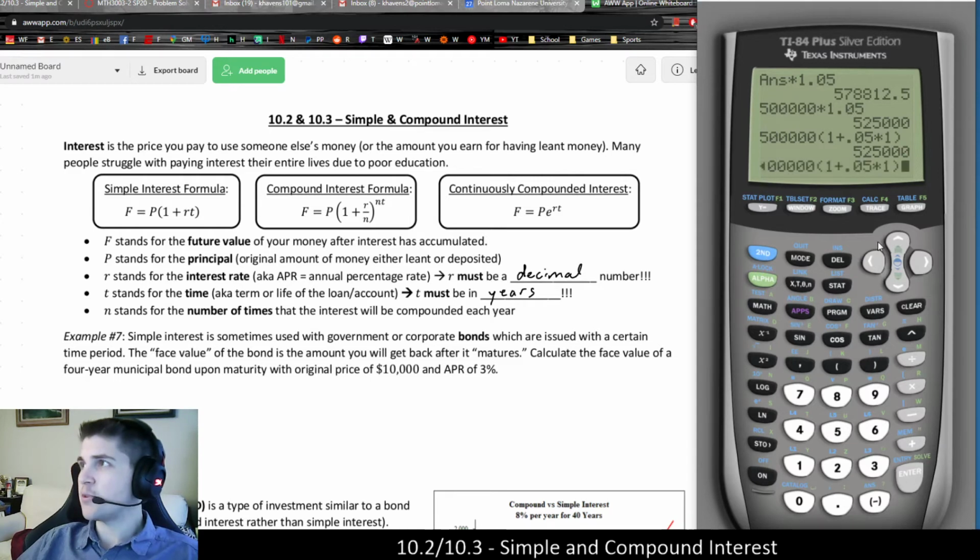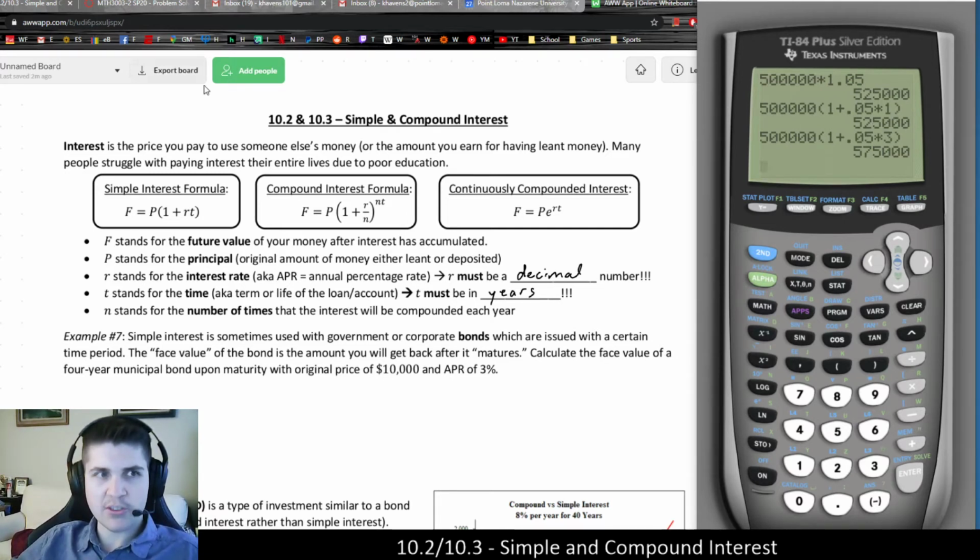Or let's say I wanted to do it over 3 years. I could simply tweak the value of T in the formula, which would give me 3 years of that growth. Like I said, it grew by $25,000. In simple interest, it's going to grow by the same amount every year. It's not going to change, because we're not compounding. Our growth is always based on the principal.